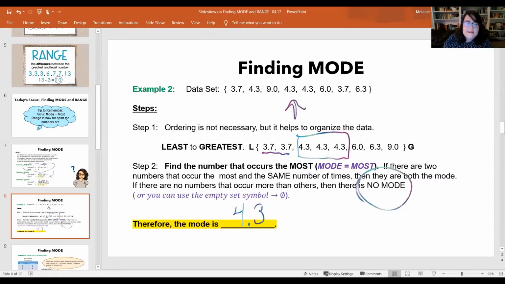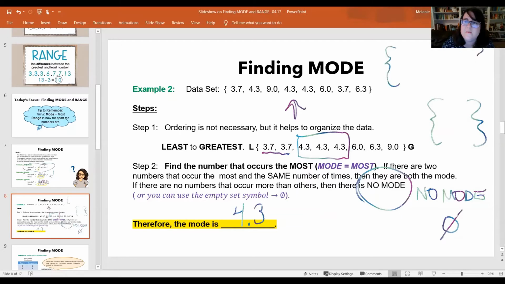Okay, and what you would write down as the answer is you would either just say no mode, or you can be really fancy and use this symbol here that we call the empty set symbol. I'm going to write no mode, or you can use this, boom. It's like a circle or a zero with a diagonal slash through it. That means empty set. It literally means an empty set of numbers like this. You see, this is called set notation, these little funny brackets.